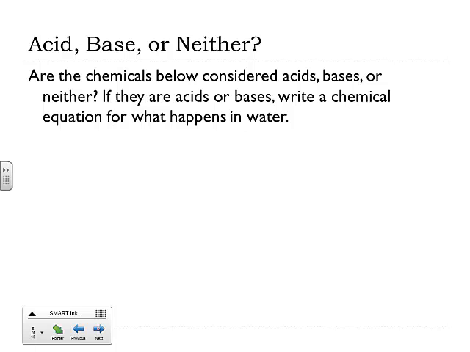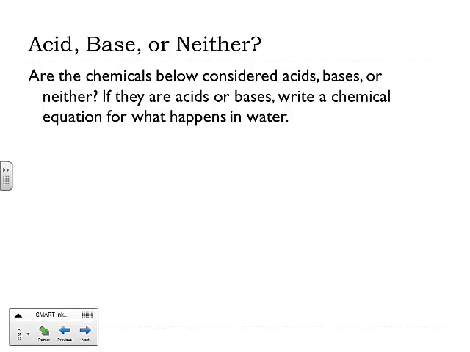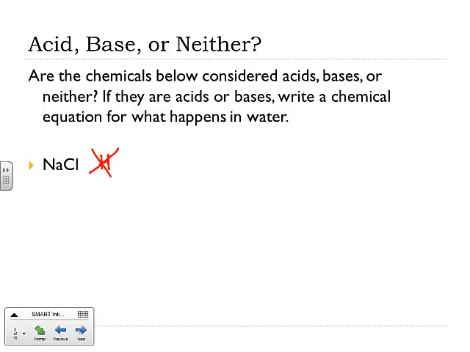So moving on, let's take a look at some of these compounds, and we want to know whether these chemicals are acids or bases or neither. And if they are acids or bases, write a chemical equation for what happens in water, so break them up. So the first one, NaCl. Okay, let's take a look at this one. If it were an acid, it would have an H to lose. I don't have one. If it were a base, it would have an OH minus to lose. It doesn't. So this must be neither.